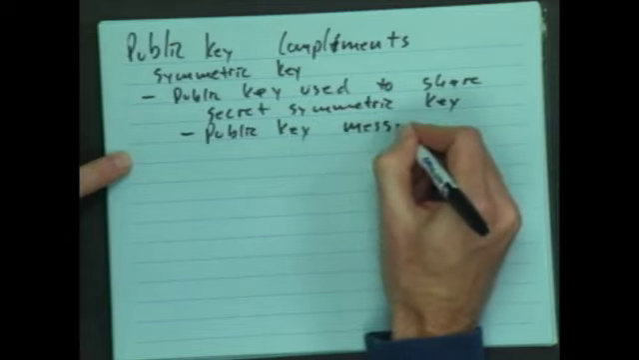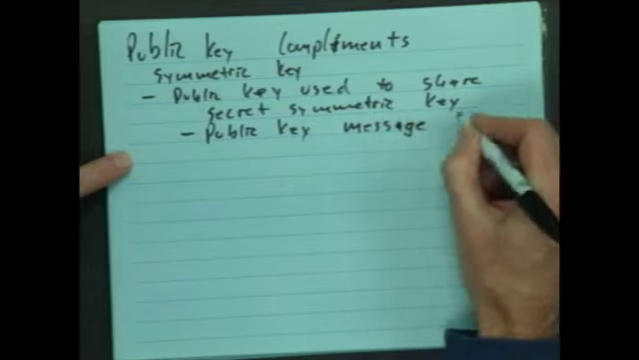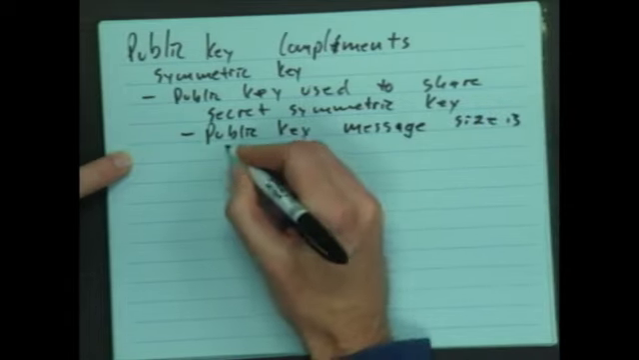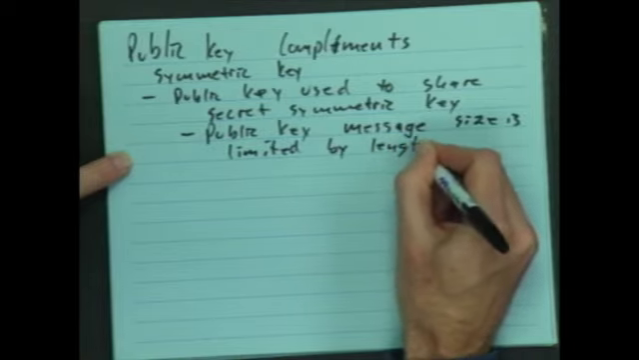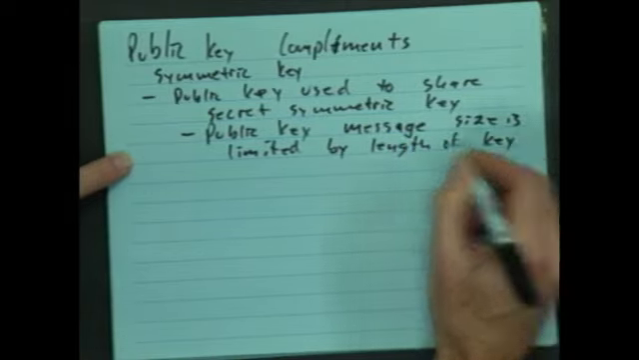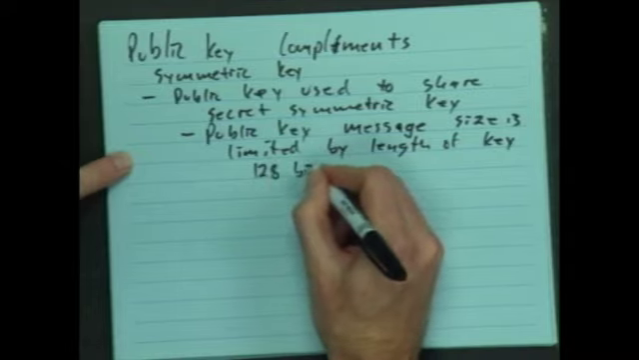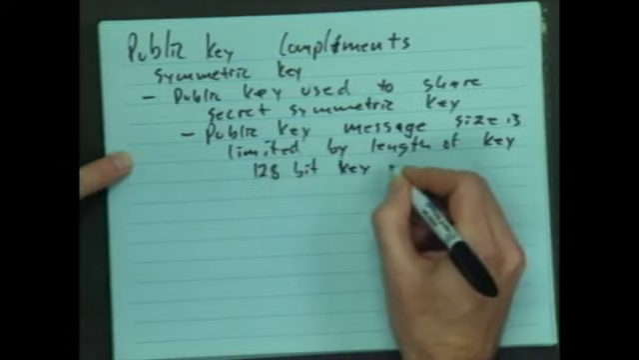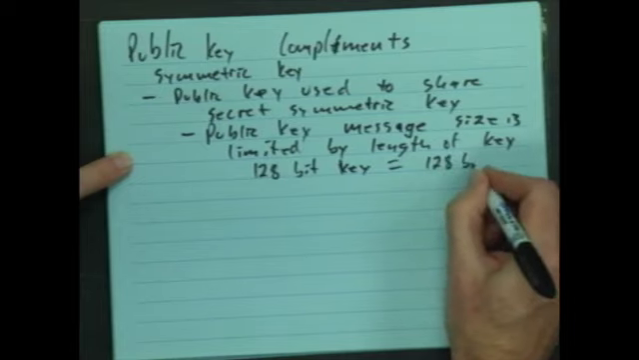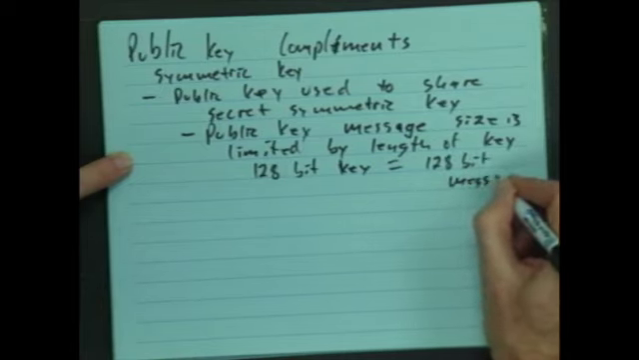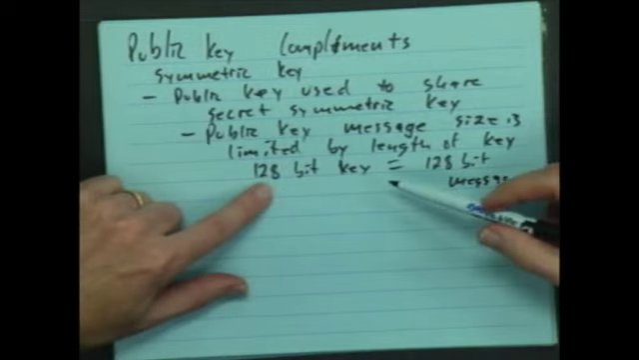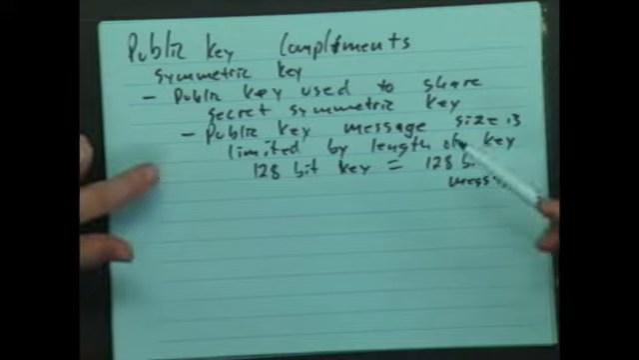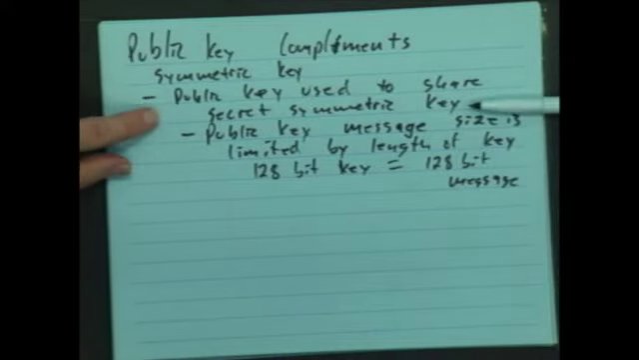I did note that with a public key, the message size is limited by the length of the key. So if I have a 128-bit key, I can have a 128-bit message for the max, okay? So the maximum message I can encrypt with a 128-bit public key is that. Fortunately, that's the perfect size to share a symmetric key, right?